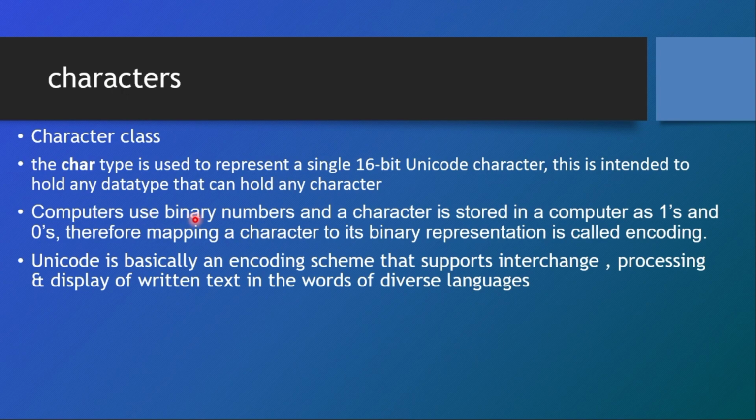So computers use binary numbers, and a character is stored in a computer as ones and zeros. Therefore, mapping a character to its binary representation is called encoding. Just a few facts that I thought to add in there. Unicode is basically an encoding scheme that supports the interchange, processing, and display of written text in the words of diverse languages. So that's also another interesting fact that you should know. If you're ever asked what encoding is, you would just tell them this definition.